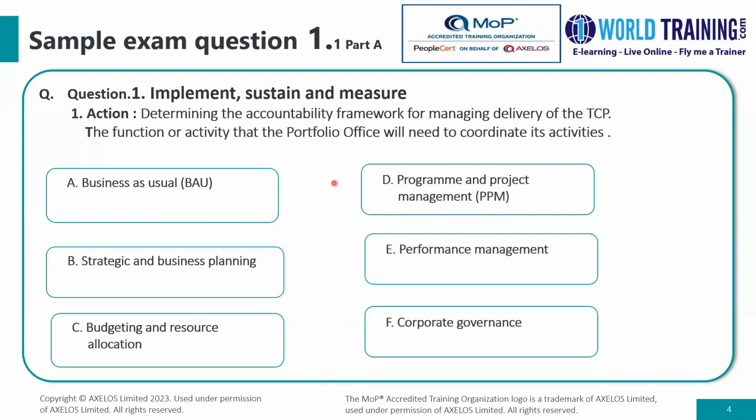So these are a series of questions on syllabus area number 1 that you would be tested on. Question number 1 does cover questions pertaining to the syllabus area implementing, sustaining, and measuring portfolio management. So here we are looking into part A. Here we've got an action, and we need to map the action to one of the 6 functions that we talked about as a part of the M. The action is determining the accountability framework for managing delivery of the TCP.